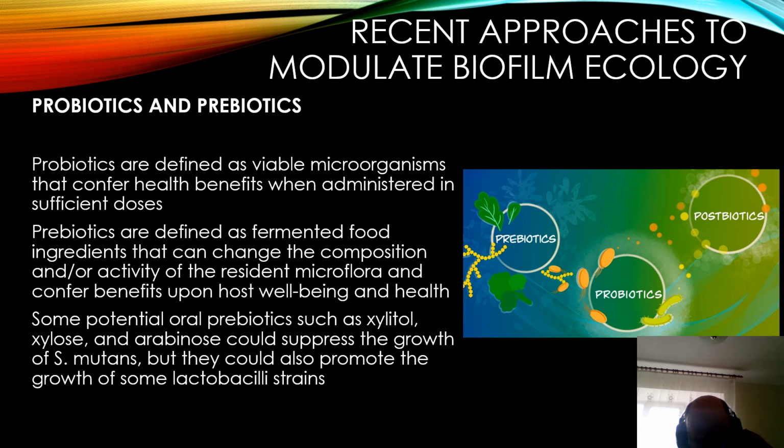Some potential oral prebiotics such as xylitol, xylose, and arabinose could suppress the growth of Streptococcus mutans, but they could also promote the growth of some lactobacillus strains.